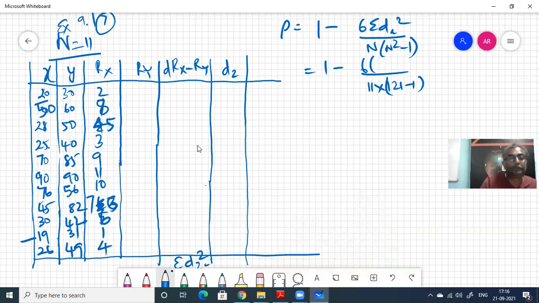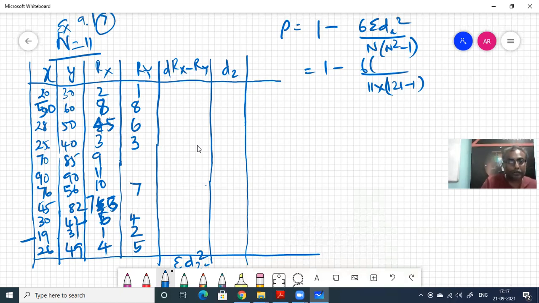Correct, very good. Now for Y, 30 is first rank. 31 is second rank. Then 40 is third rank. We missed 42. 42 is fourth rank. Then 49 is fifth rank. 50 is sixth rank. 56 is seventh rank. 60 is eighth rank.